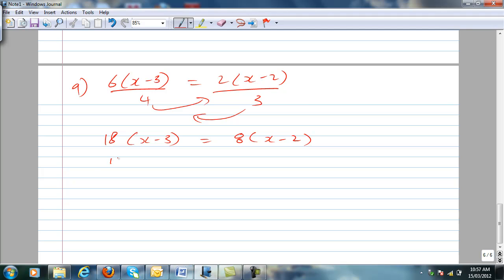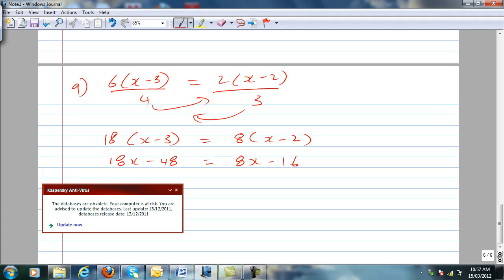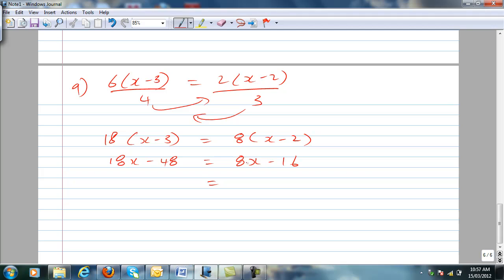And now I can expand the bracket. So I get 18x minus 48 is equal to 8x minus 16. Alright, so I'll collect like terms. I'll get the 8x to the left hand side. It becomes a minus. And I'll take the 48 to the right hand side. It becomes a positive 48. Now 18x minus 8x is 10x. Negative 16 plus 48. Now if you're having difficulties with numbers like this, just use a calculator. Alright, so it will become 32. Positive 32. And then I divide by 10 both sides. You can also write it as a fraction. And that's what we get.